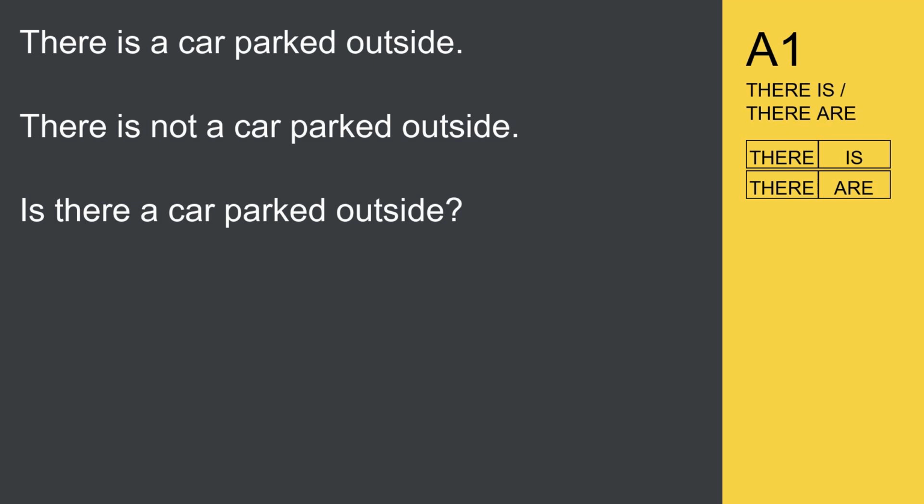There is a car parked outside. There is not a car parked outside. Is there a car parked outside?